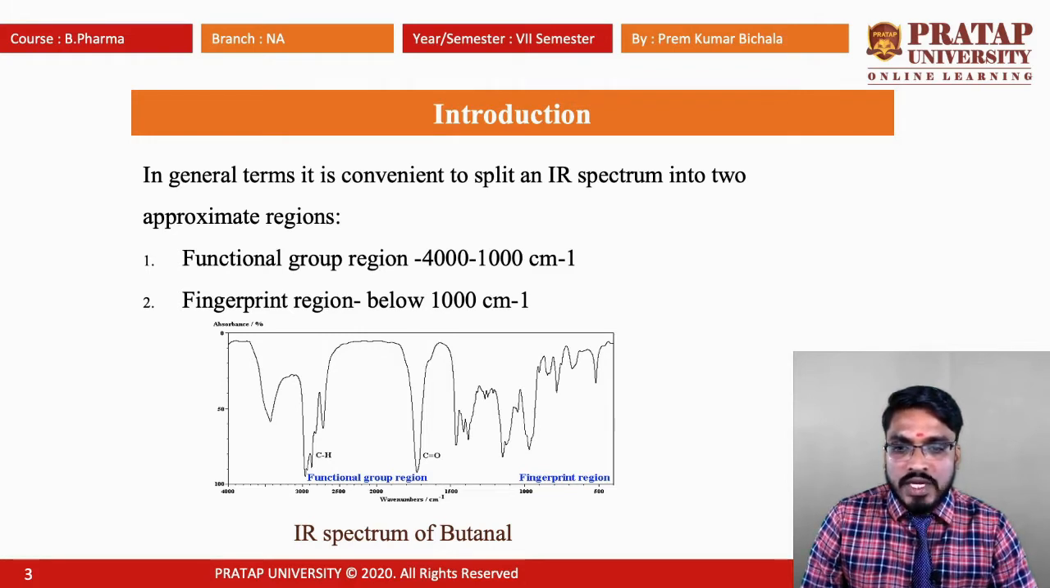Here I gave one example, the IR spectrum of butanol. Just go through the spectrum. Here I mentioned two regions: the functional group region and the fingerprint region. The functional group region is 3000 to 1500, whereas below 1000 I mentioned the fingerprint region. No two functional groups have similar wave numbers in the fingerprint region, but in the functional group region we may get different functional groups having the same wave number.